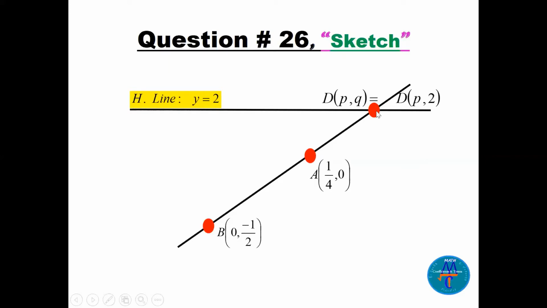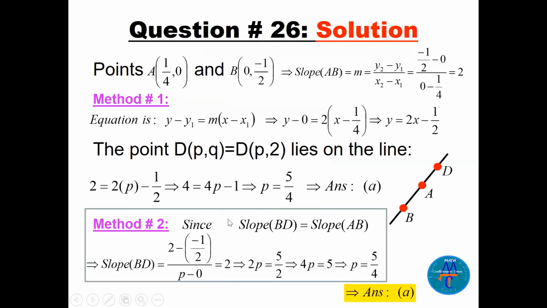See, what do we do here now? We have a point D on the same line as A and B. This is our line. I have mentioned here 2 methods you can use. The easy one is method 2, so let's go to method 2 first. We have a line here with A, B, and D, so I can take the slope of any 2 points. I can take BD, AB, BA, AD, any 2 points.